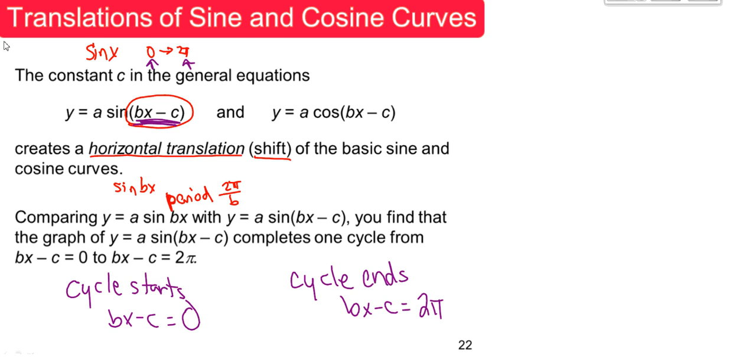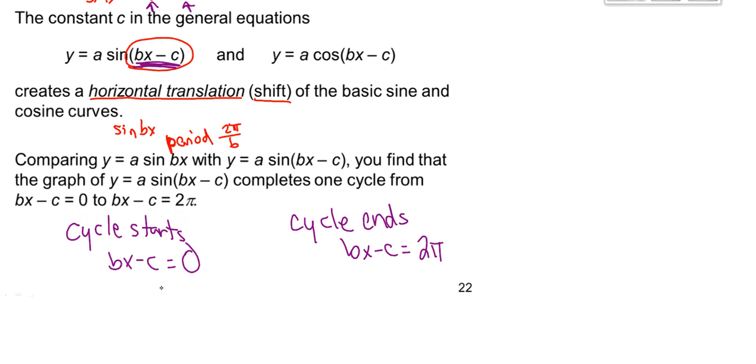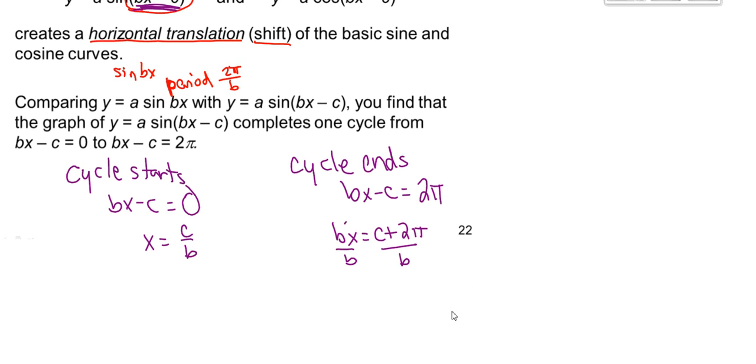And so I'm going to slide that down. So that means if we add c and divide by b, x equals c over b is going to be the start of one cycle. And then if we solve this one, we're going to add c to both sides. And I'm going to write that c in front. So that's going to be bx equals c plus 2 pi. And then we're going to divide by b on both sides, and I'm going to separate those two fractions. So x is equal to c over b plus 2 pi over b.